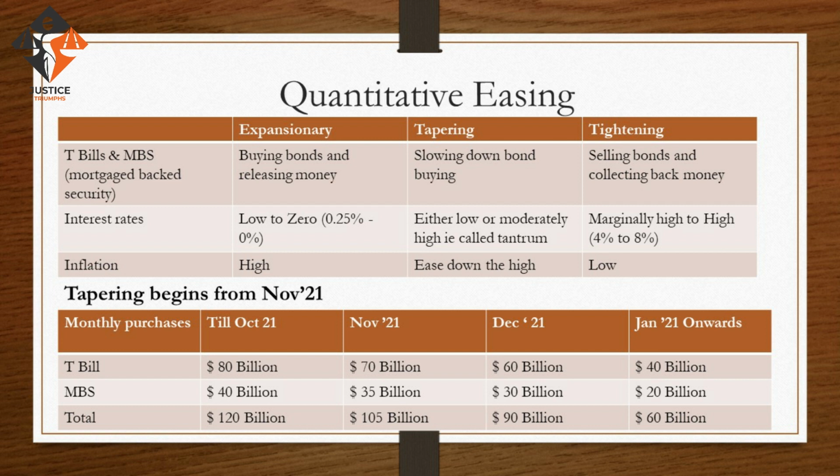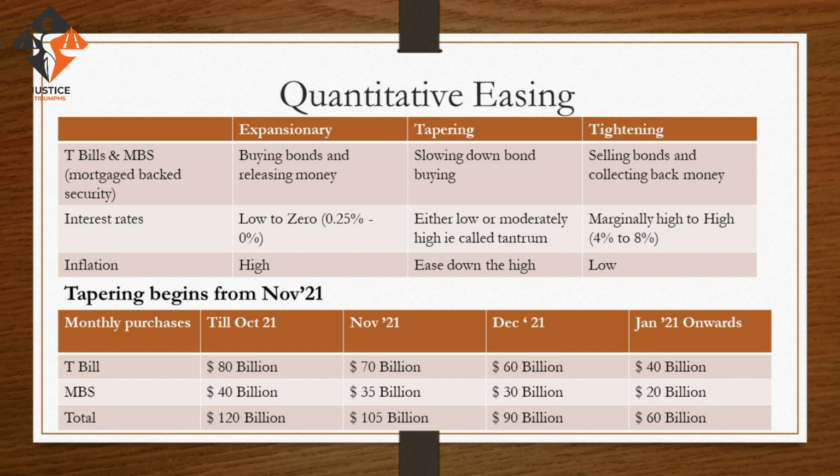So doing this, what happens is that the money flow in the economy would increase, the interest rate would come down, most people will be incentivized to do business at the lower cost of borrowing, and there would be much generation of employment. Quantitative easing, in total, has three processes. One is called expansionary, another one is tapering, and then tightening.